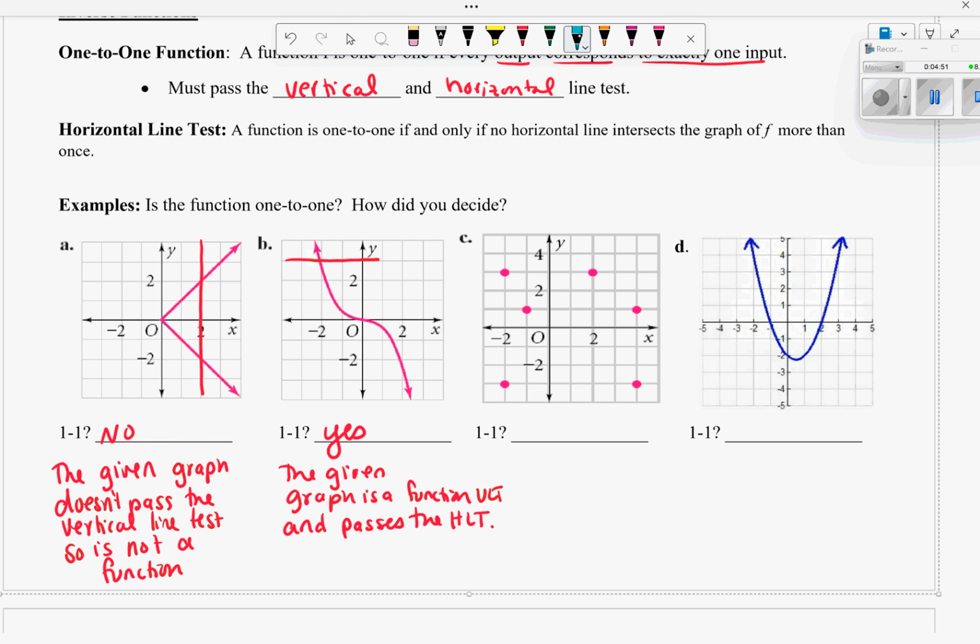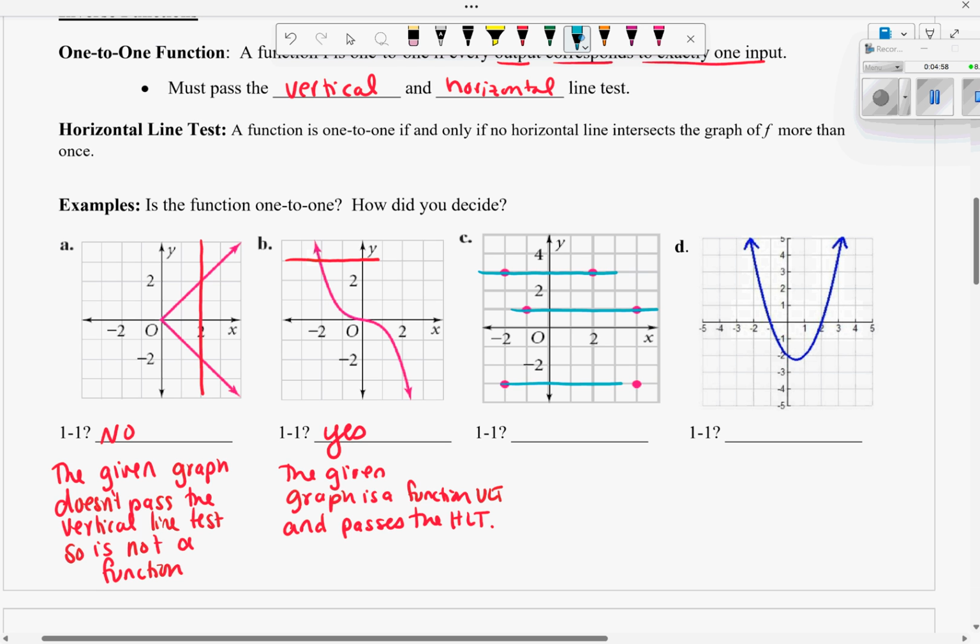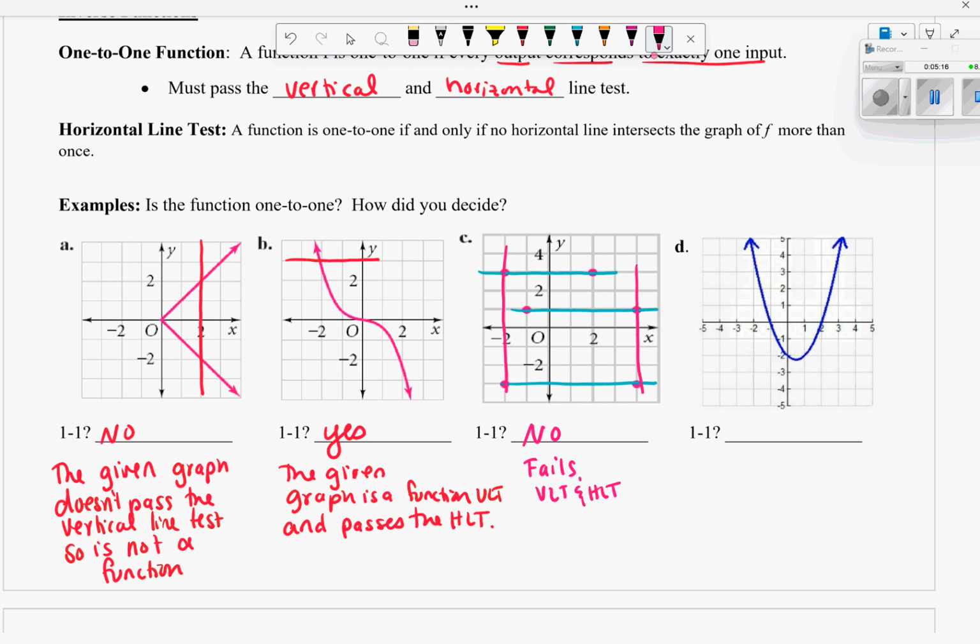So for the next one over here, this one is not going to be 1 to 1. It fails the horizontal line test. Also, you can see right here it fails the vertical line test, so no. Looking at the next one, for this graph, this is a function. If we want to see if the inverse is a function, we can see right away that it's not because it fails the horizontal line test. So this is not one-to-one.